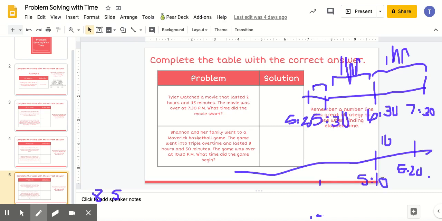So far we've gone backwards 10 minutes or 20 minutes. And I need 35 minutes. So I'm going to take another 10 minutes, which gives me 5 o'clock. And then I still have an extra 5 minutes. So 5 o'clock and then backwards 5 more minutes is 4:55. So he started his movie at 4:55.